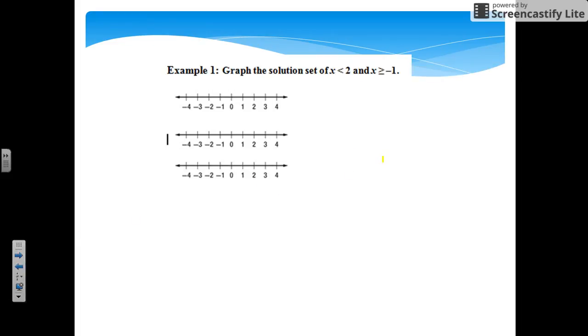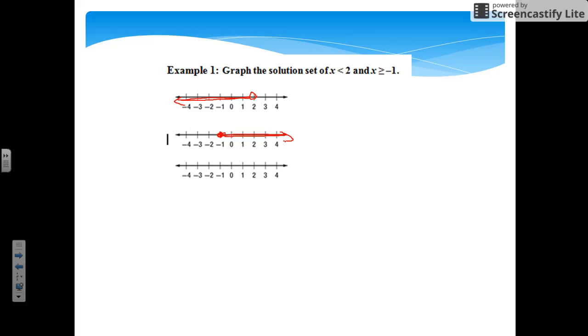So example 1, we have graph the solution set of x is less than 2 and x is greater than or equal to negative 1. So we'll start by just graphing x is less than 2. And since it's less than, we'll have the open circle, and it will be everything less than 2. Now we'll graph x is greater than or equal to negative 1. Since it's greater than or equal, we'll have the closed circle, and it will be everything greater.